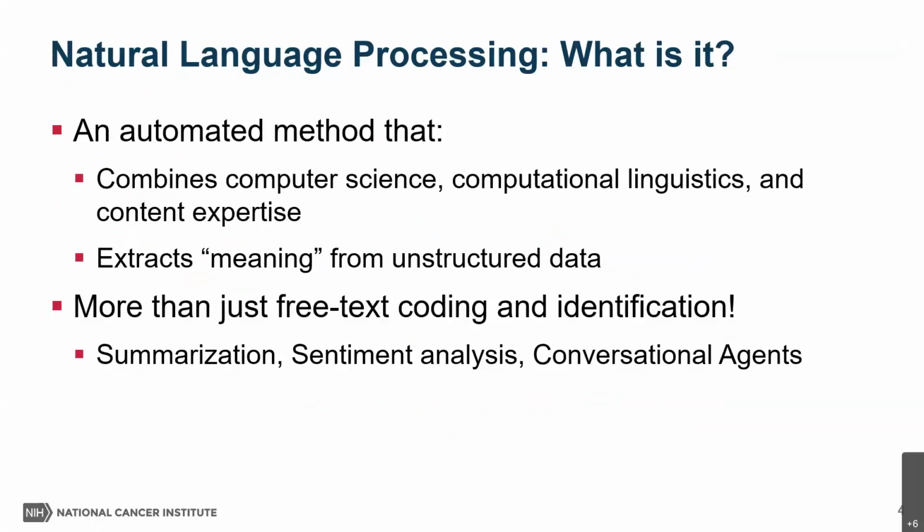Natural language processing is an automated method that combines computer science, computational linguistics, and content expertise. It extracts meaning from unstructured data, but it's more than just free text coding and identification. It can be used for a lot of different other tools. It can be used to summarize large amounts of free text information, and for sentiment analysis, so positive or negative feelings that are in text. It also is the basis for conversational agents that you may talk to online, chatbots, when you're trying to get questions answered. So it's the backbone of a lot of what we see around us.